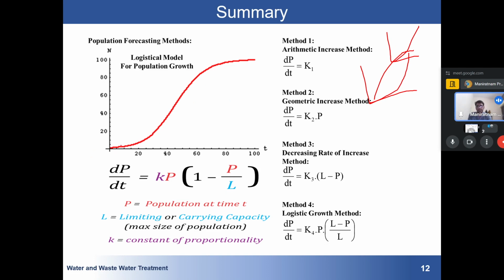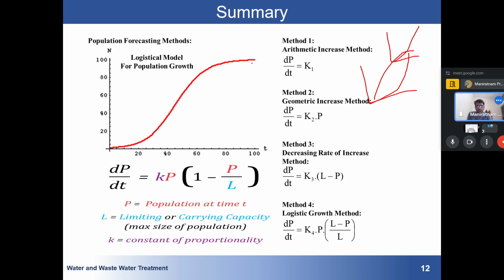Initially the population is very low, so it will follow this incremental arithmetic method. As soon as the population increases, it will follow the geometrical increase method, and with a larger increase in population, there will be a decreasing rate of increase method, and finally the logistic growth method. So finally, if you plot all these equations on a plot, you will get this kind of population graph.